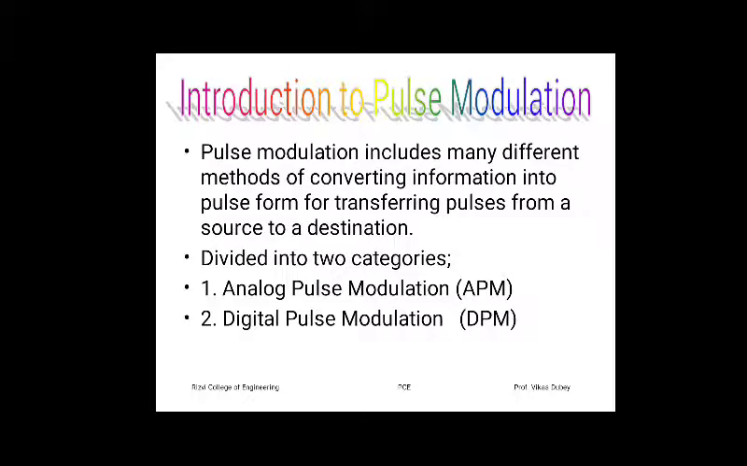Now we'll go inside today's lecture, that is pulse modulation. Pulse modulation includes many different methods of converting information into pulses for transferring pulses from a source to a destination. Normally in pulse modulation we convert the information into pulse form. It is divided into two categories: analog pulse modulation, in which the output is in analog form, and digital pulse modulation, in which the output is in digital form.